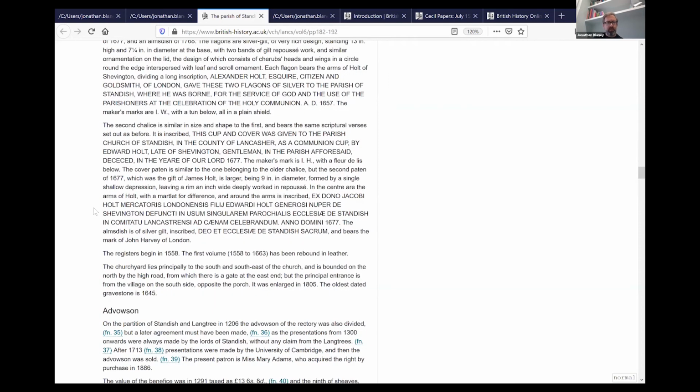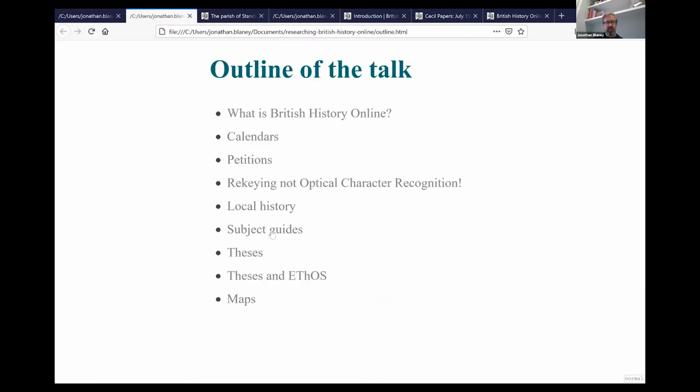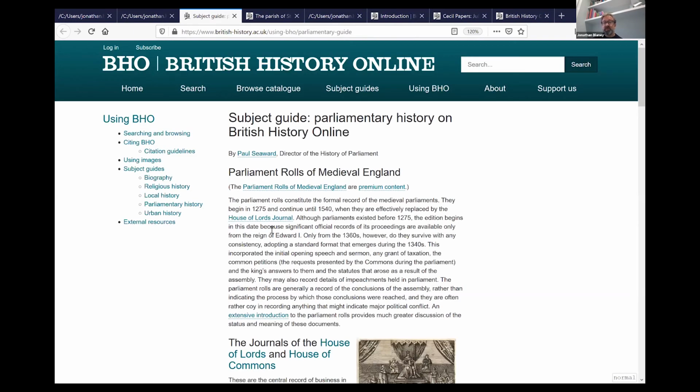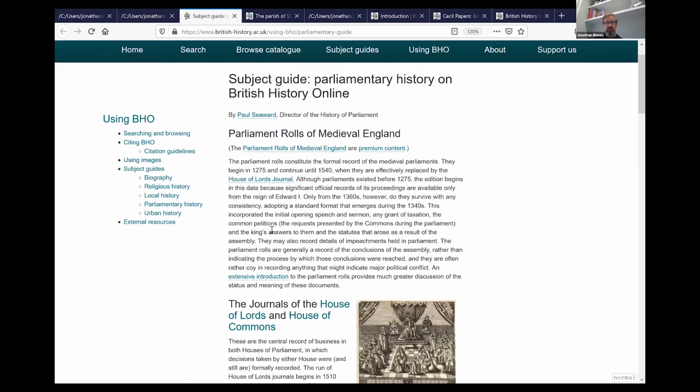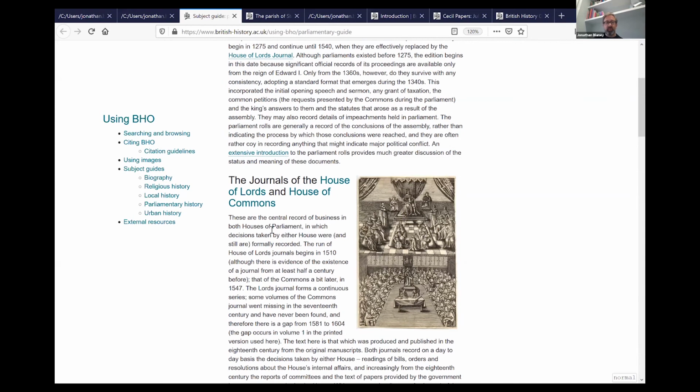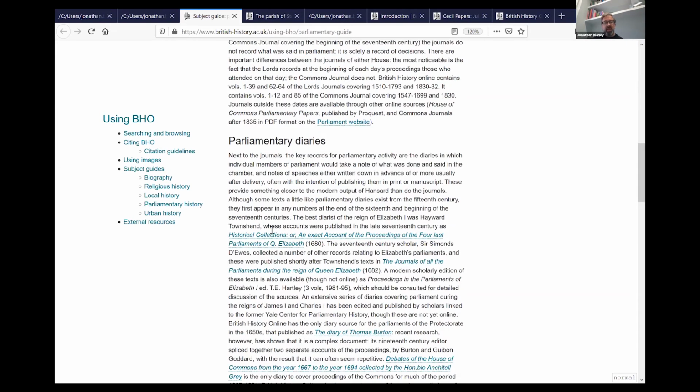So let me move on now to subject guides. When I give these talks, I'm aware that I'm throwing lots of information at you, and it's hard to know with BHO how to navigate around. So we have commissioned 5 subject guides about how to use BHO effectively by people who are not only subject experts, like Paul Seawood here is an expert on parliamentary history, but Paul and all the other authors of these know BHO very well. So they go through what you can find on parliamentary history, which we have lots on BHO.